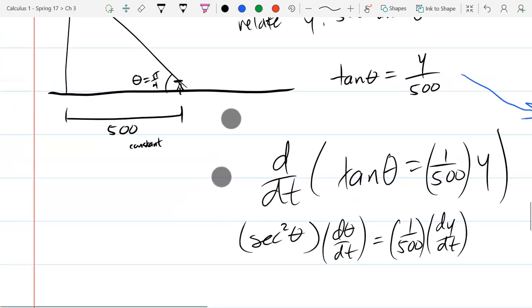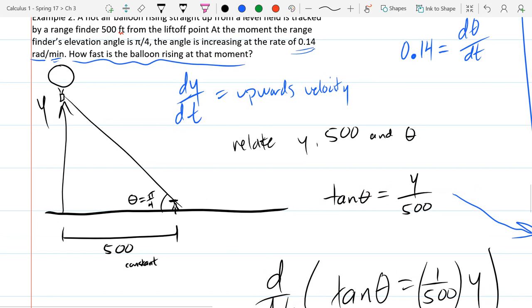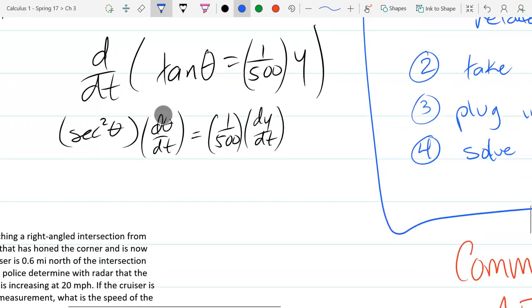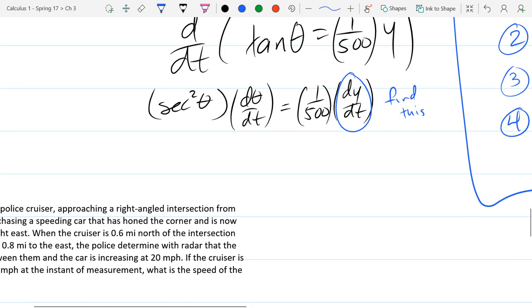What do I actually want to find? How fast is the balloon rising? Upwards velocity, dy/dt. So this is what we're trying to find. Let's solve for dy/dt. We want to find this. All we have to do is multiply by 500, plug in all of our values. So we're almost there.